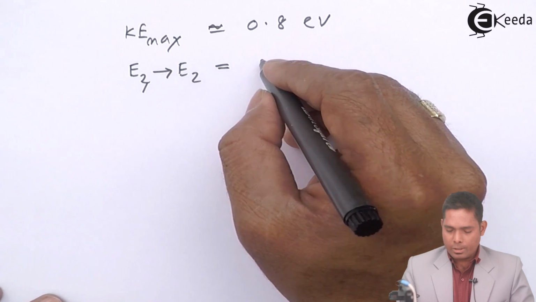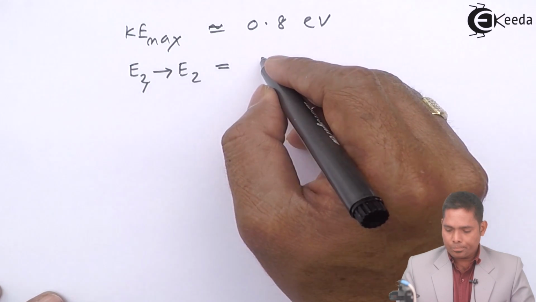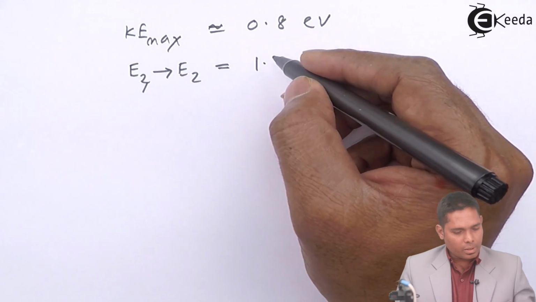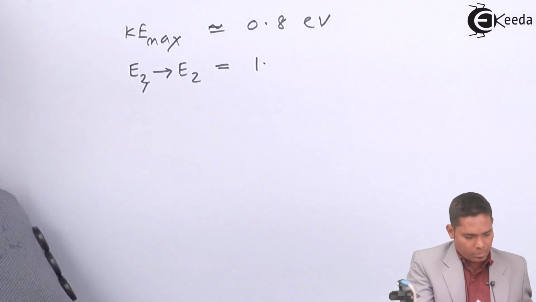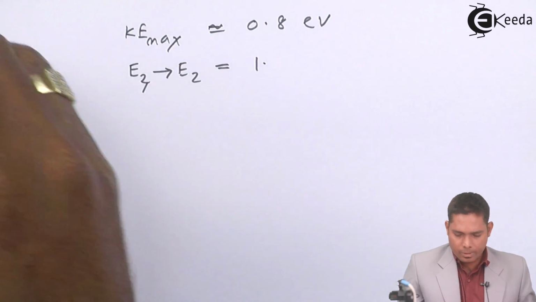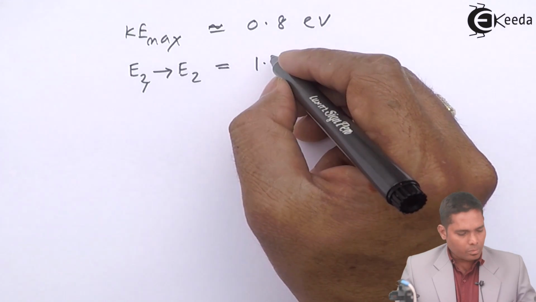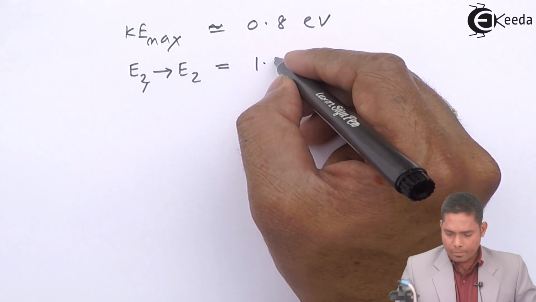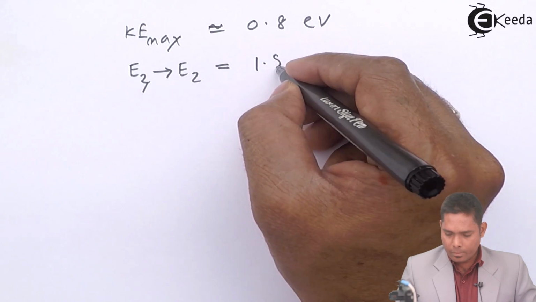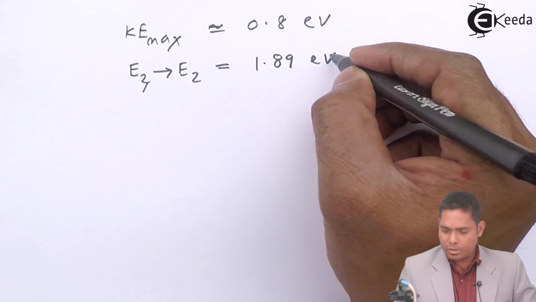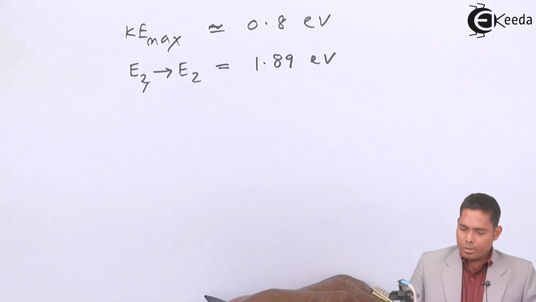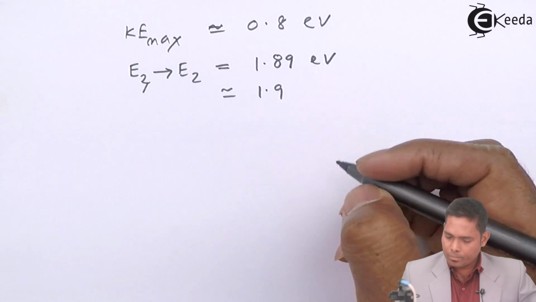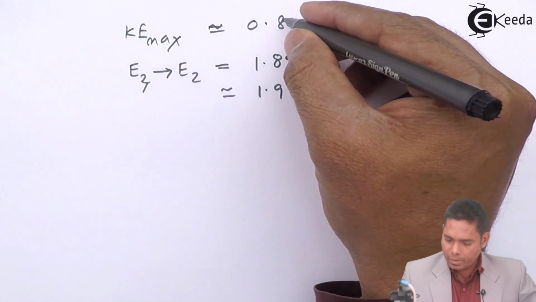that energy, which we have already calculated last time. We got 1.89, so I will write this approximately as 1.9. And this is 0.8.